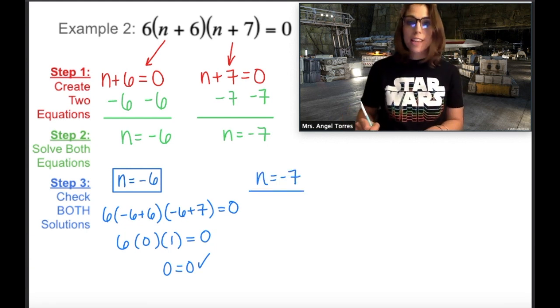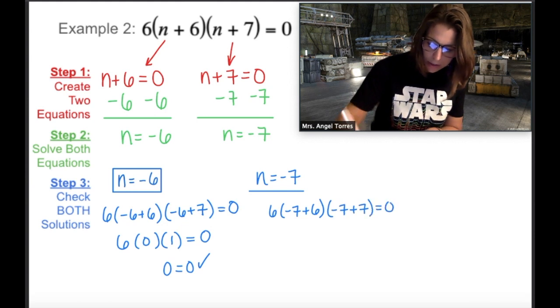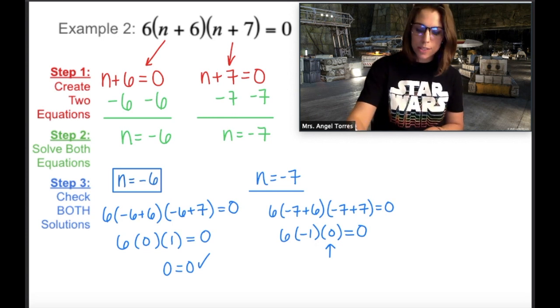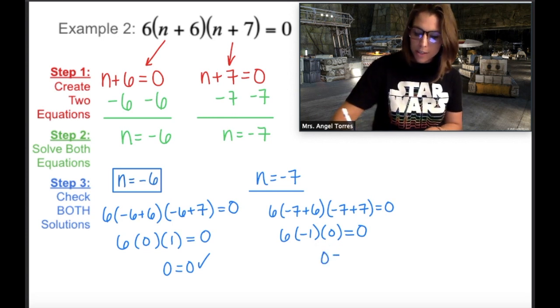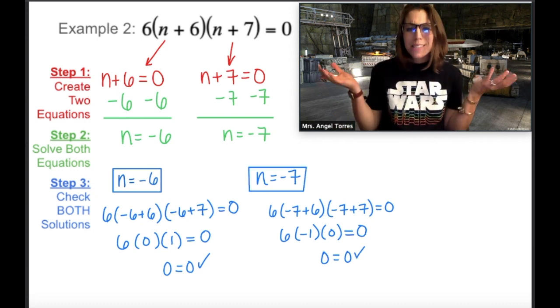Now let's check -7. 6 times (-7 plus 6) times (-7 plus 7) equals 0. 6 times -1 times 0 equals 0. Again, by the zero product property, because one of these factors is 0, 0 times anything is 0, and -7 is also a solution. So what does all of this mean?